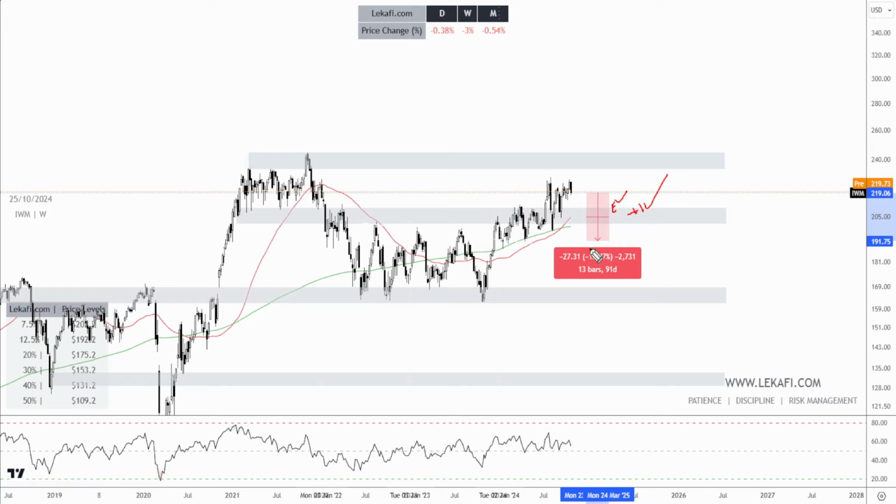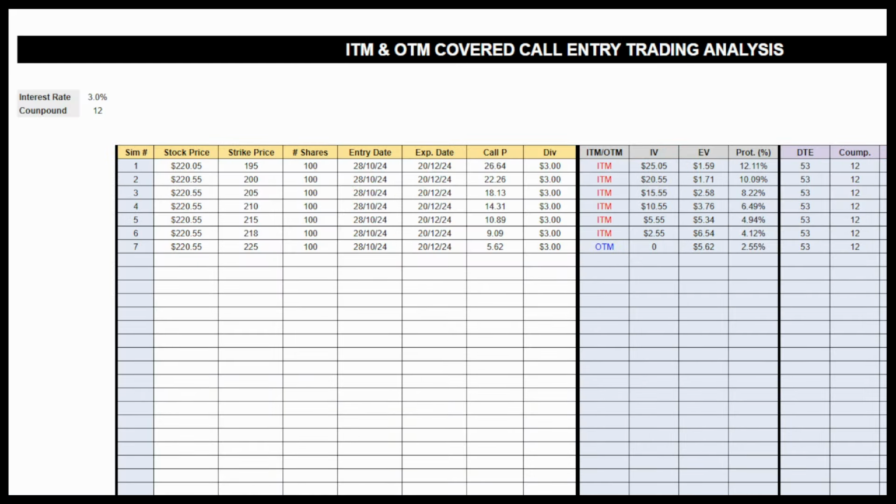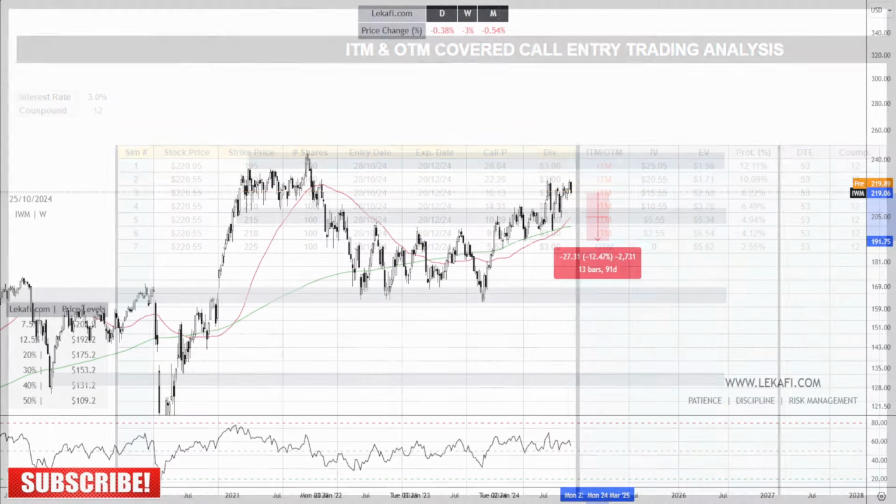If it drops to 195, remember, the 12% pullback was the strike price of 195. Don't know if you guys remember. Okay, let's go back there so you guys can remember what I'm talking about. Okay, 195, and that was our 12% pullback. Okay, back here to our TradingView.